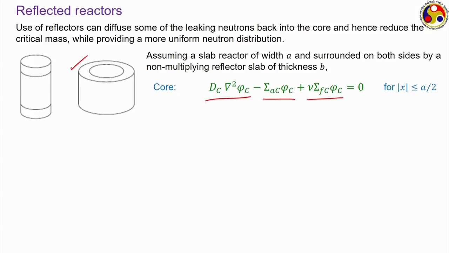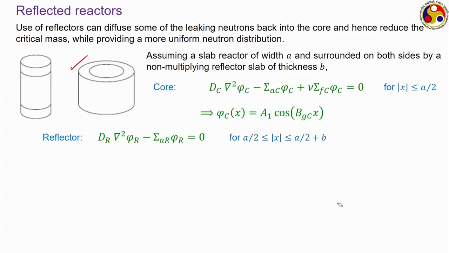Here the mod x is written because diffusion can be equal in both the positive and negative coordinate directions, and so we are taking the mod of x. Here the subscript c refers to the core. So, phi c refers to the distribution of neutron flux inside the core. This equation being standard, we get this solution. One of the coefficients, as was mentioned earlier, in order to keep the neutron flux finite at the center line, the sinusoidal term goes out, and only the cos term remains.